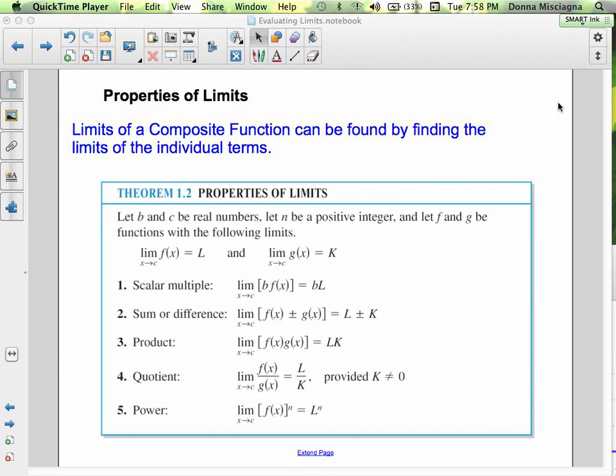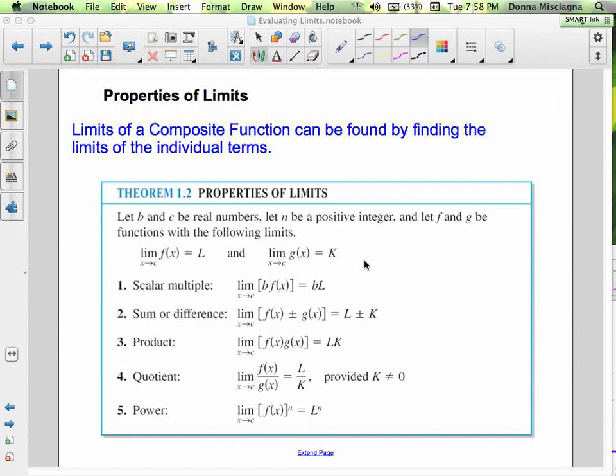Let b and c be real numbers, let n be a positive integer, and let f and g be functions with the following limits. The limit of f of x as x approaches c is L, and the limit of g of x as x approaches c is k. All right, so if we have a function and it's multiplied by some scalar, that's just a real number. We're just multiplying our limit by some number. So for instance, here would be an example.